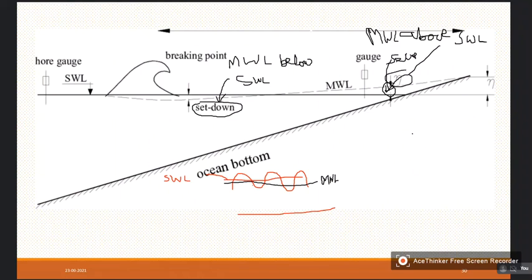Now the maximum value is what is known as run up. Up to this maximum point the water will touch. So that is run up.